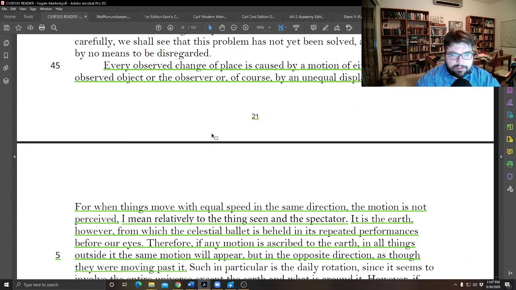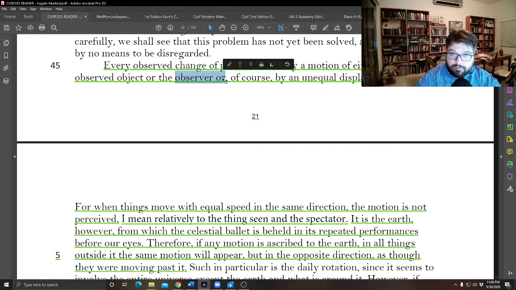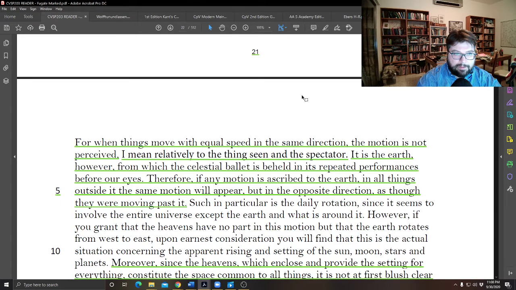So the first argument we see here, this is one of the first class of arguments, right? He says, "Every observed change of place is caused by motion of either the observed object or the observer, or, of course, by an unequal displacement of each." So he's saying observed change of place isn't only caused by the changing of place of the thing that you observe. It can also be caused by the observed object moving, or by the observer moving, or by them both moving but unequally, right? "So when things move with equal speed in the same direction, the motion is not perceived," I mean, relatively to the thing seen and the spectator.